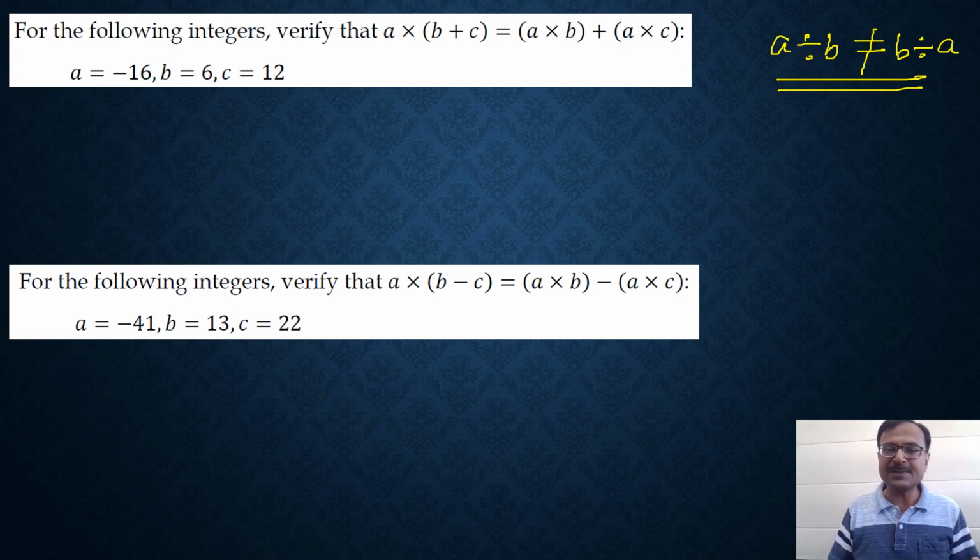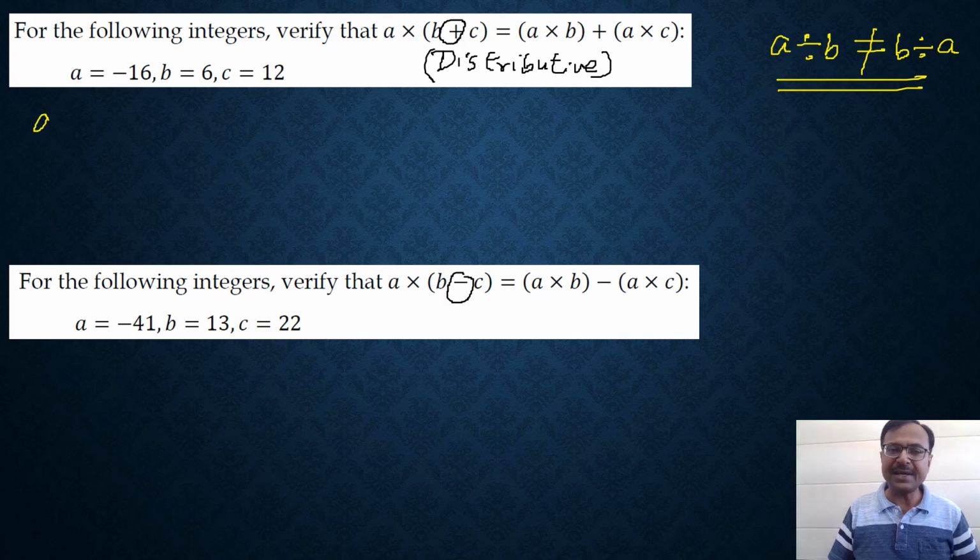Let's see this property which I have already written there. This is called the distributive property. Now distributive property can be used in two ways: when you have a plus sign in the bracket or when you have a minus sign in the bracket. So that's how we need to understand the distributive property.